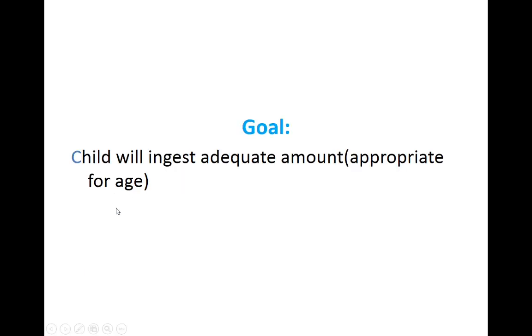Next, what should be the goal? You remember the phases of your nursing care plan. First, we write the assessment, then nursing diagnosis, then your goal. Yes or no? What goal will you be taking for this nursing diagnosis? Child will ingest adequate amount that should be appropriate for age.